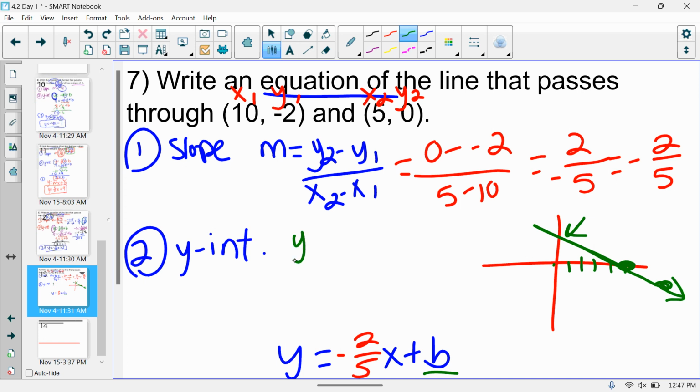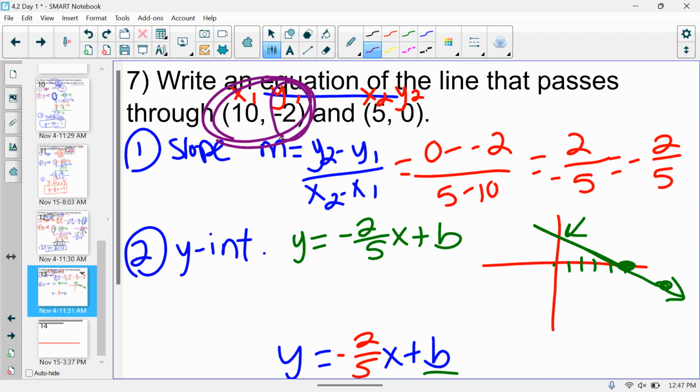So remember what we did on the other examples so far today. You're going to take this formula, fill in your slope that you just found, and then pick one of your points. It doesn't matter which one because they're both on the line, guys. So I'm going to use this one. That means where y is in this formula, I'm going to fill in negative 2, and where x is in this formula, I'm going to fill in 10.